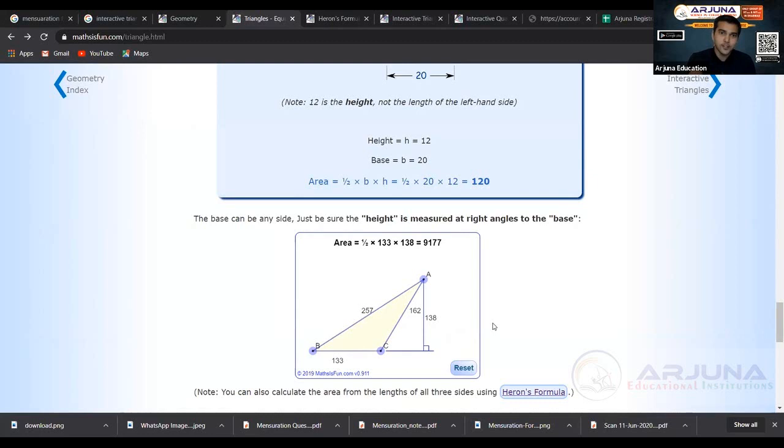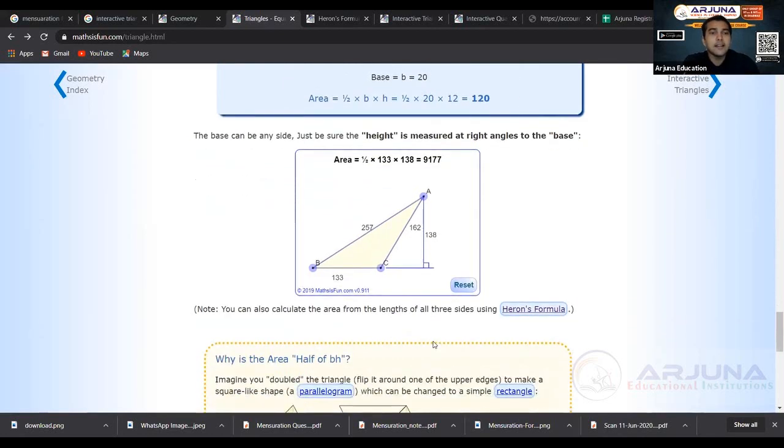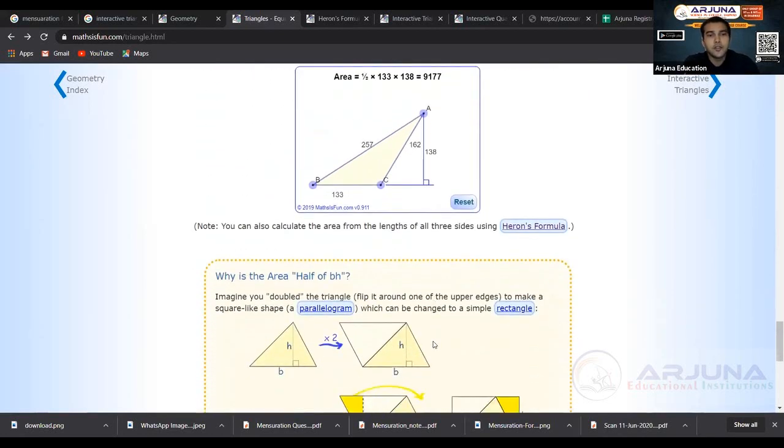Okay. So that altitude need not be inside the triangle. It can be outside the triangle also. So this is the best example, obtuse angle triangle, where the altitude is outside the triangle, and that perpendicular line, you can see it is flying outside, but it should be perpendicular to the base. That condition you should take care. It should be perpendicular to the base. So any triangle it is, you can find half into base into height.